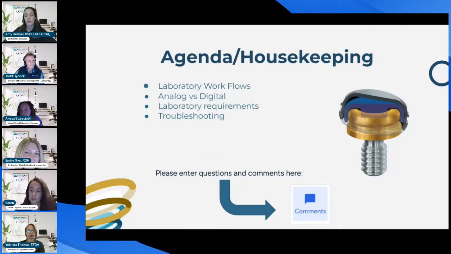We're also going to have Leixir discuss what the laboratory requirements are. We get questions all the time: how do I write that prescription? What do I write? What do I communicate to the lab? They're going to go over what is best to communicate to the lab based on the prescriptions and what you need, and then go over some troubleshooting.